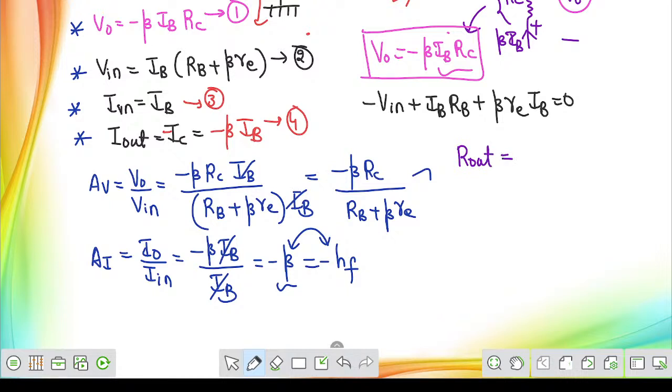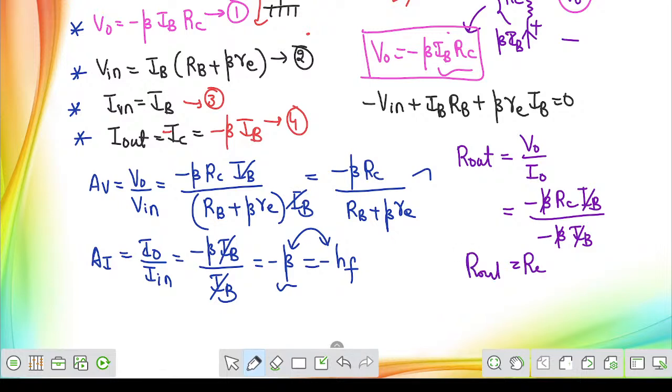In order to know the output resistance value, output resistance is nothing but the ratio between the output voltage and the output current. We know the value of output voltage, that is minus beta times RC into base current IB, and we also know the output current, that is beta times IB. Minus beta, all these things will get cancelled. So finally you can observe that collector resistance is nothing but your output resistance. See how simply we found the value of output resistance.